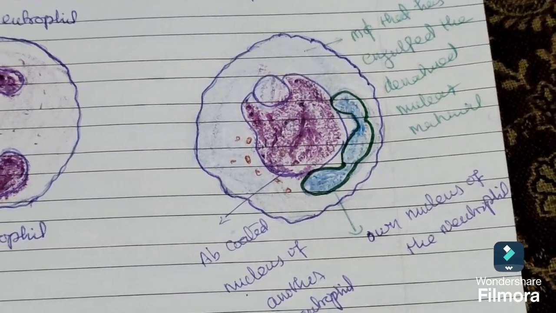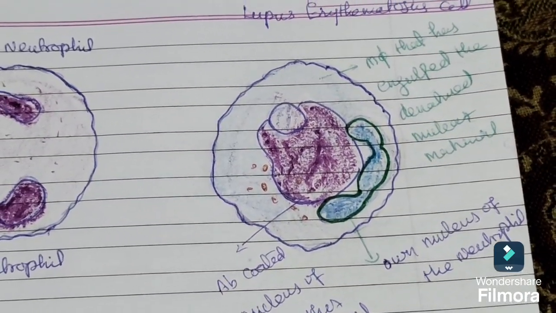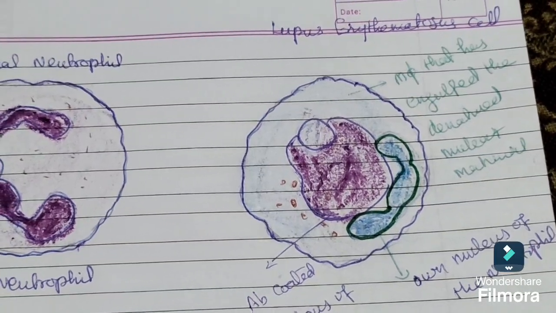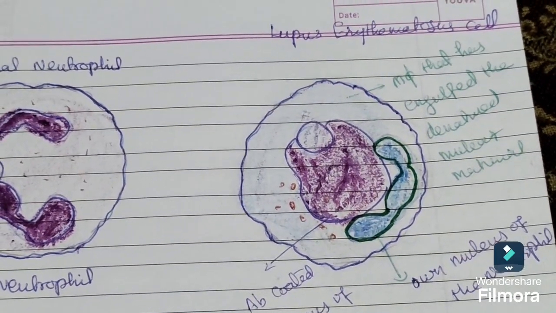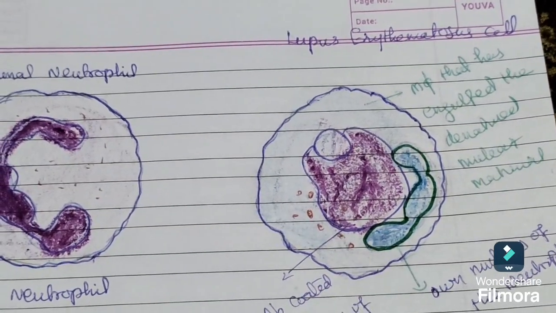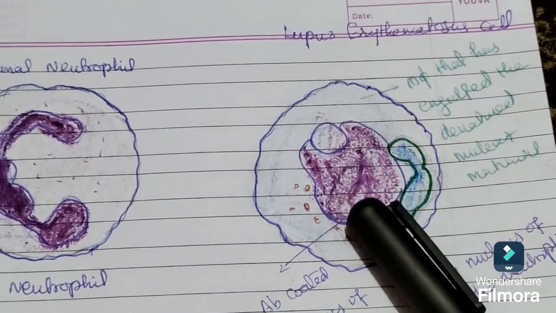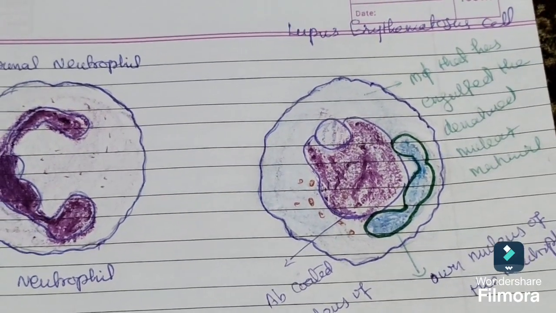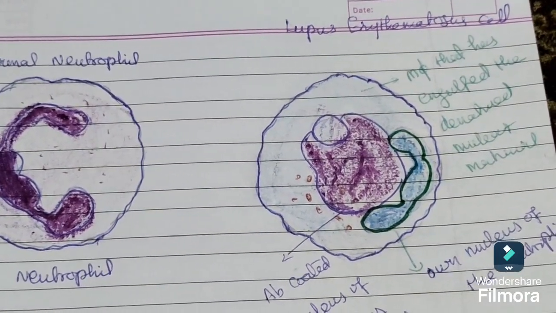What is an LE cell? It is a cell which engulfs the LE bodies. The violet-colored portion in the middle is the LE body engulfed by the neutrophil. This neutrophil with the engulfed LE body is called an LE cell.